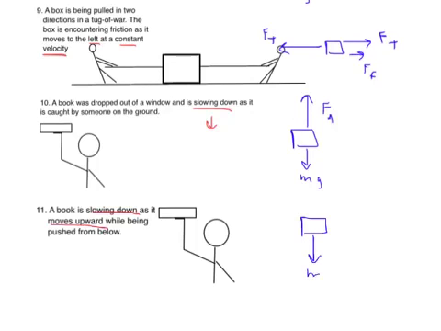So here's the force of gravity, mg. The upward force must be less than that because our overall force is downward, causing it to slow down in a positive direction. So I'll make this force applied.